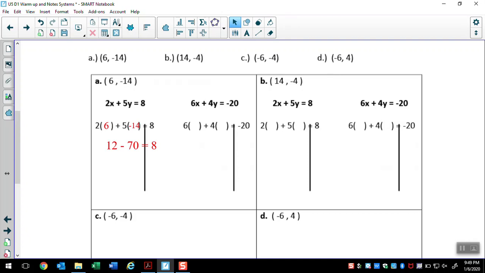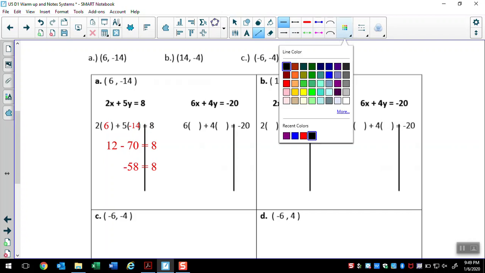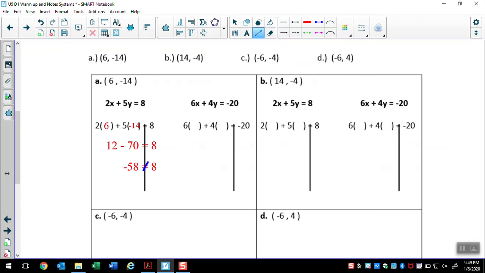Now let's do this math. 12 minus 70 gives me -58. It's supposed to equal 8, but we can clearly see that it does not. So we are going to put a slash through that equal sign, because -58 does not equal 8. So this ordered pair does not work in this equation.